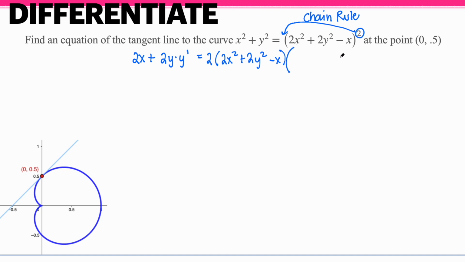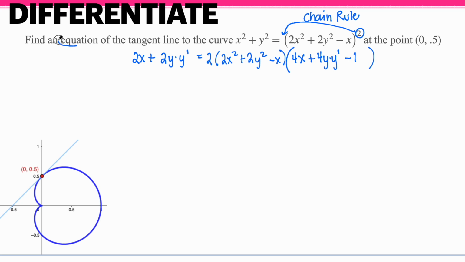But then I've got to take the derivative of the inside. The derivative of 2x squared is 4x. The derivative of 2y squared is 4y, but you also have y prime. And the derivative of minus x is just minus 1. Okay, at this point, we have now taken the derivative. Now, we could go ahead and solve for y prime. That's going to look really ugly. Thankfully, we actually don't have to do that.